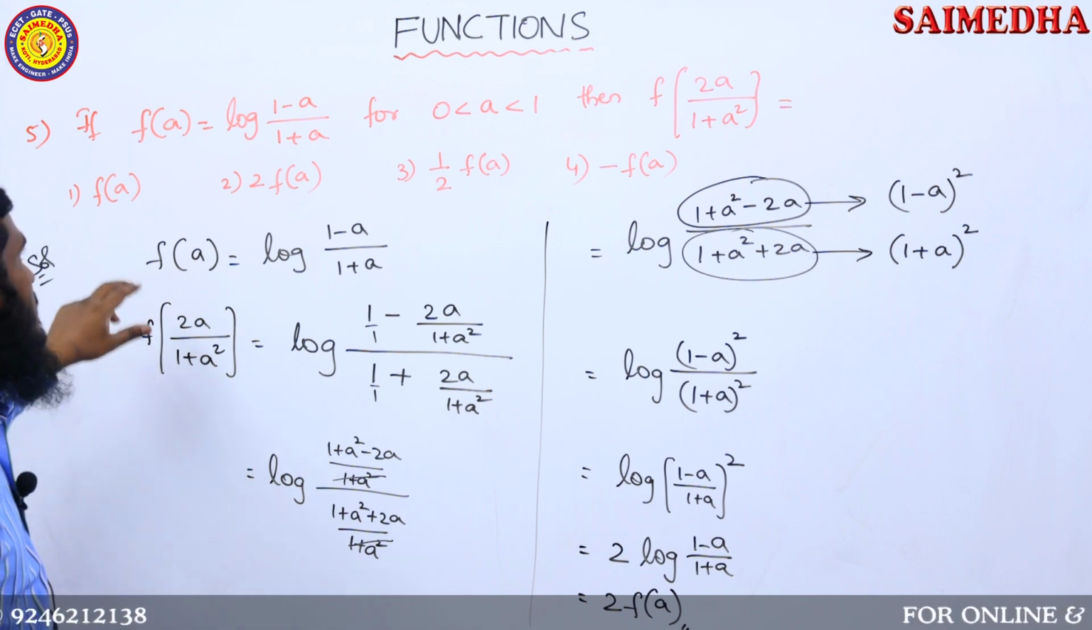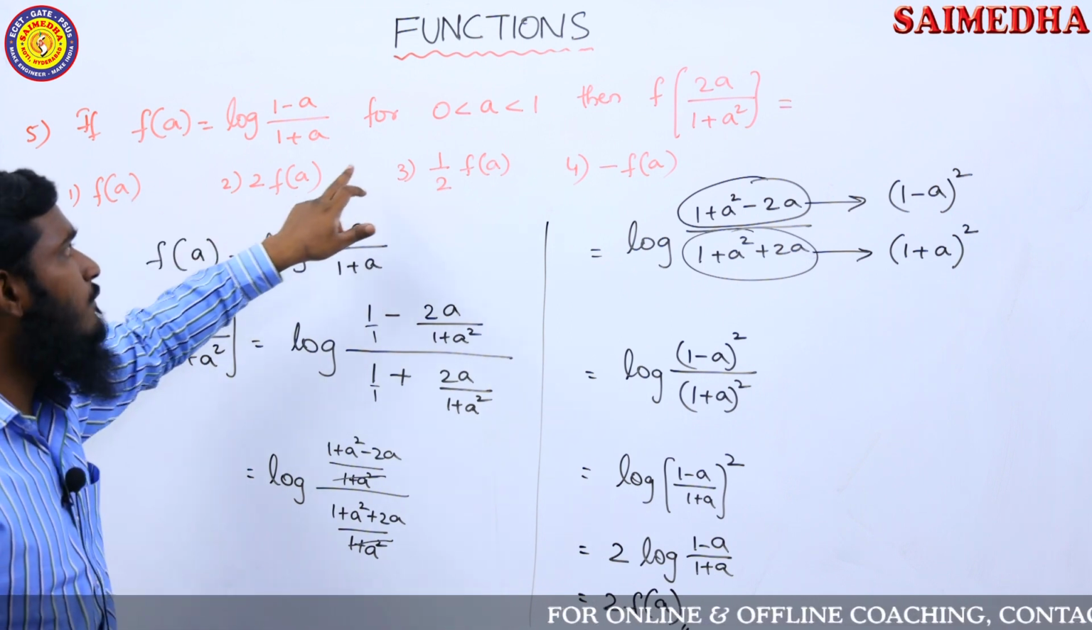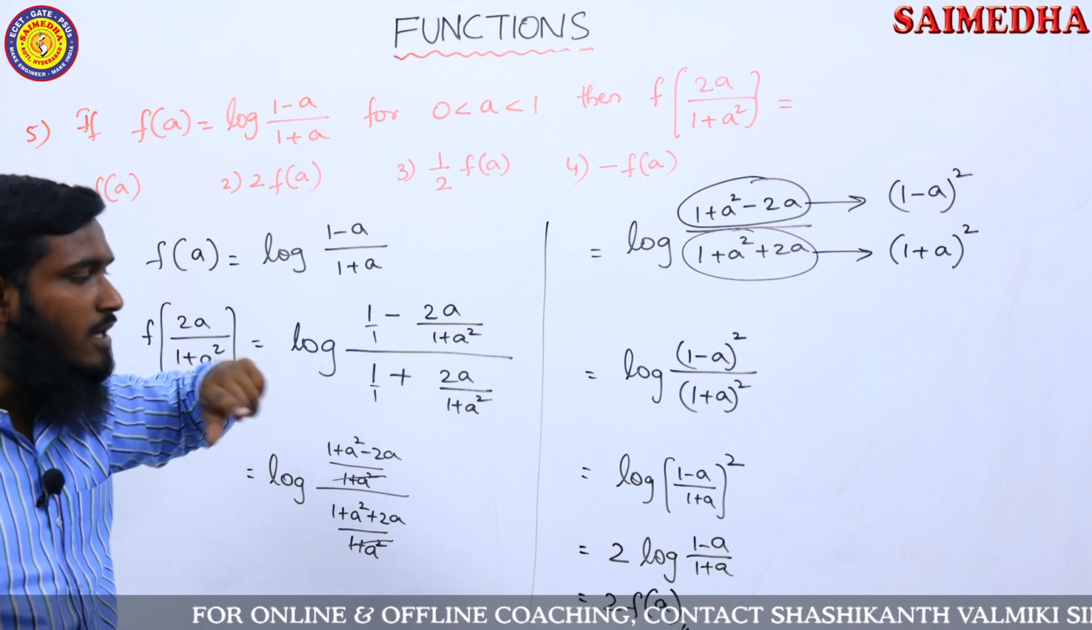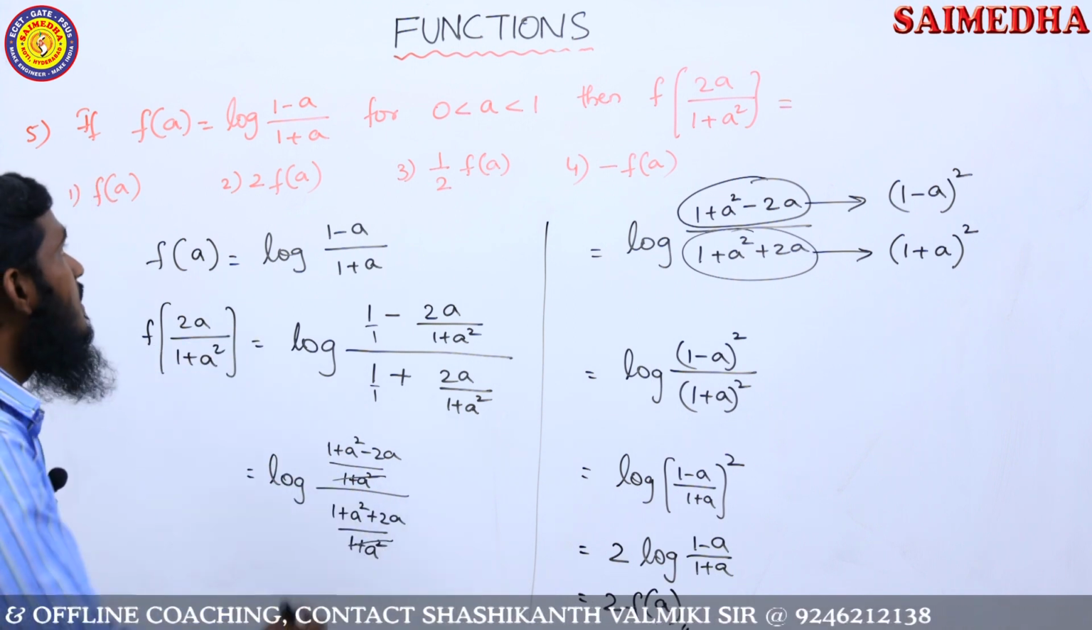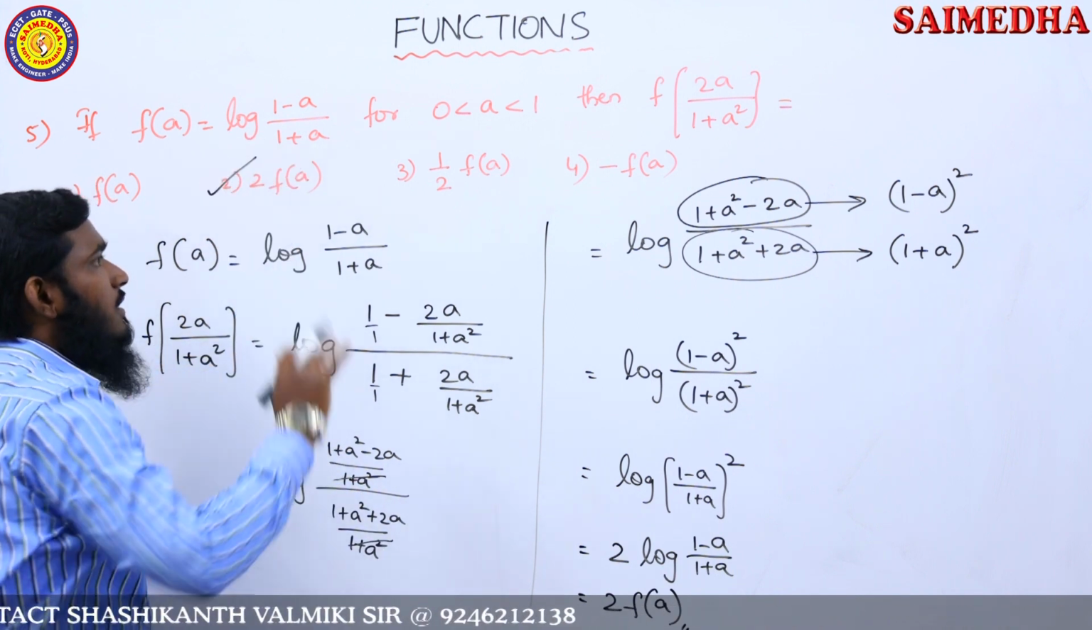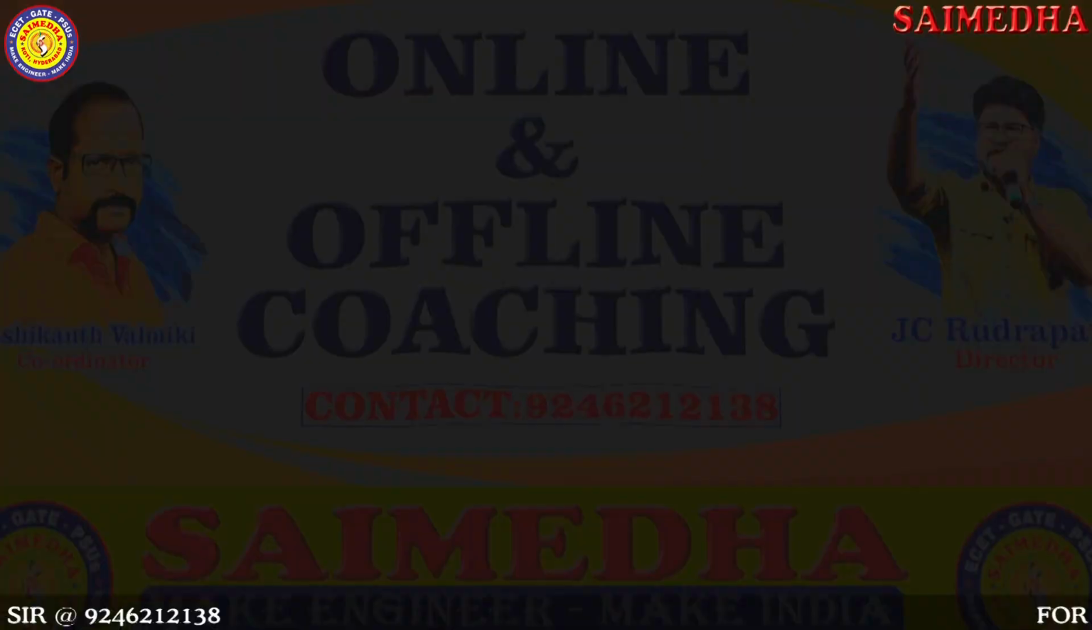Now let us see the options. In these options, f of a, 2 into f of a, 1 by 2 into f of a, we are getting the answer as 2 into f of a. So option 2 will be correct. Now pause the video, note it down.